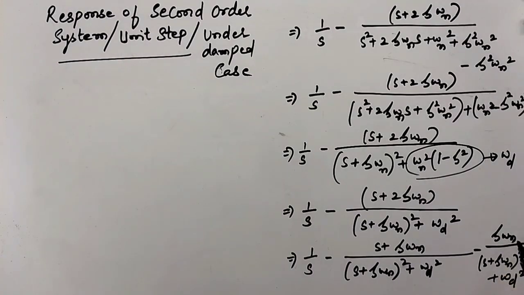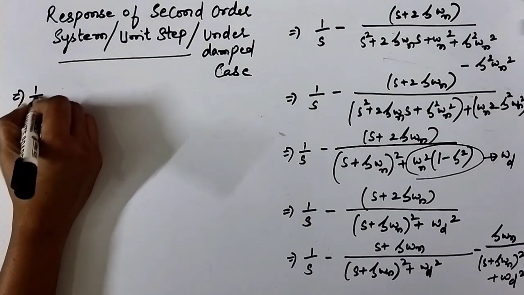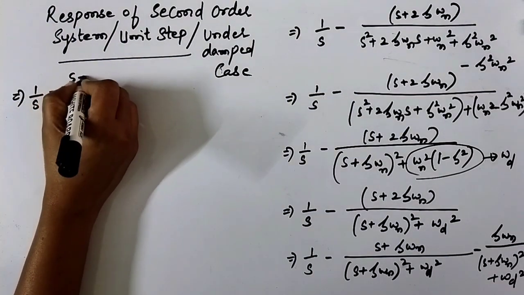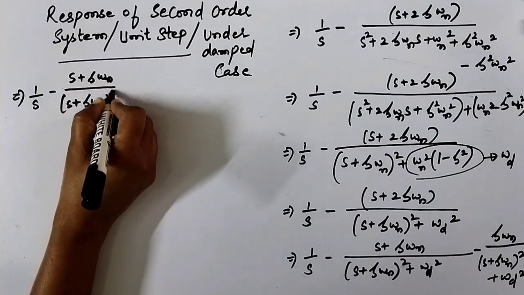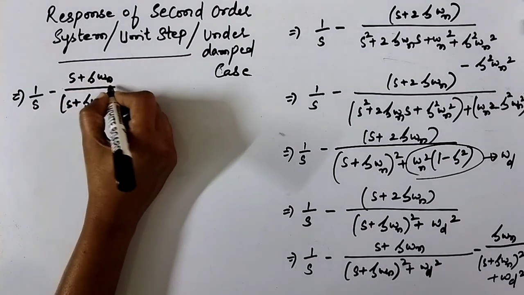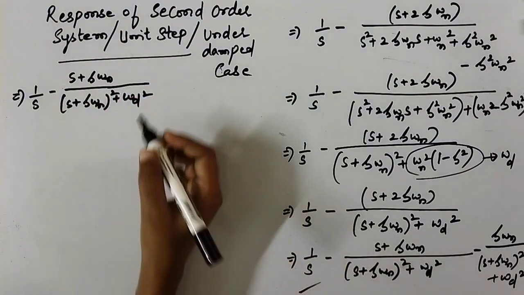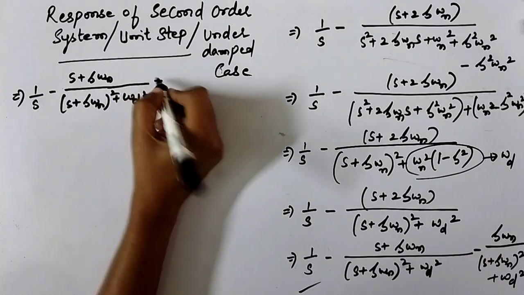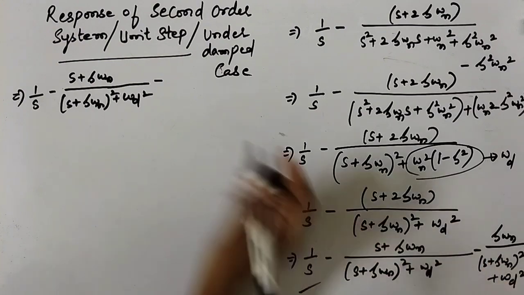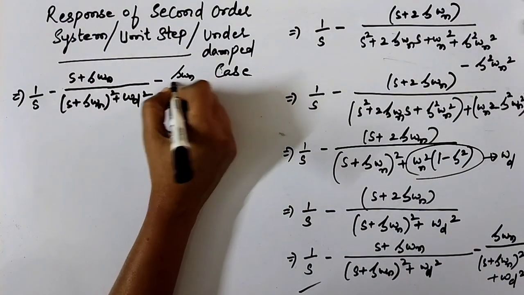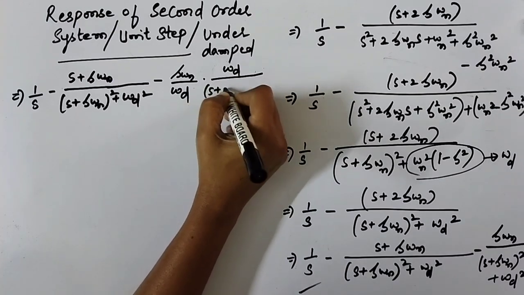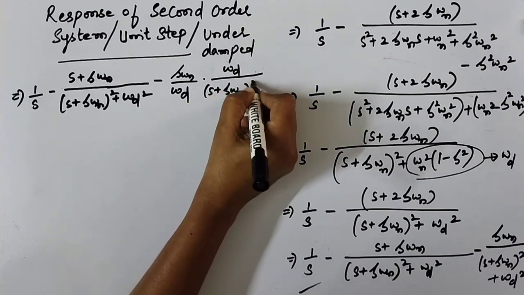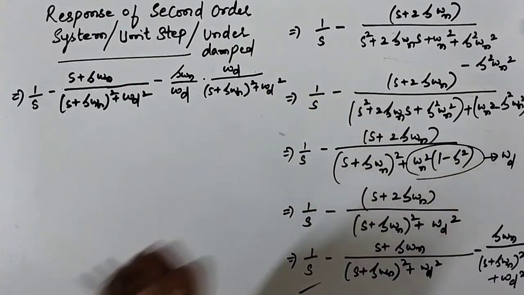In this third term we are supposed to multiply and divide by omega d. That would be 1 by s minus (s plus zeta omega n) by ((s plus zeta omega n) whole square plus omega d square). Okay, from this minus, multiplying and dividing by omega d here, that would be (zeta omega n by omega d) into omega d by ((s plus zeta omega n) whole square plus omega d square).